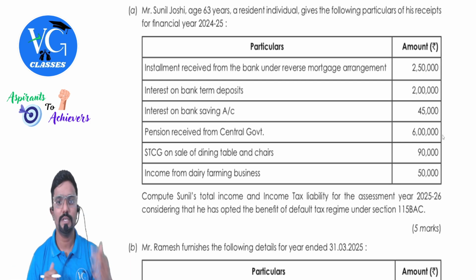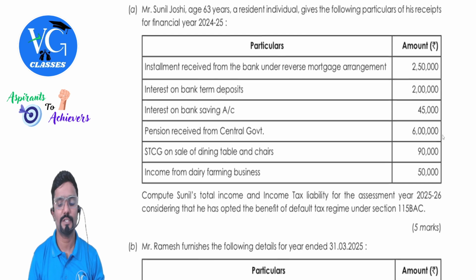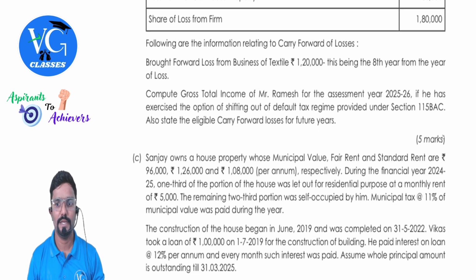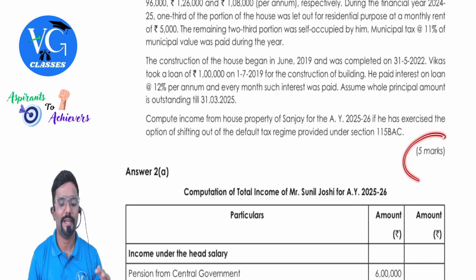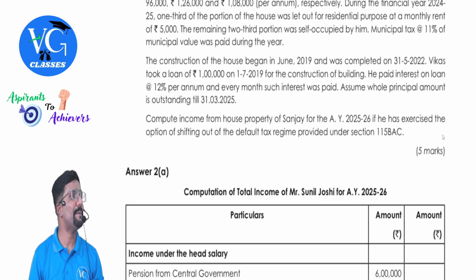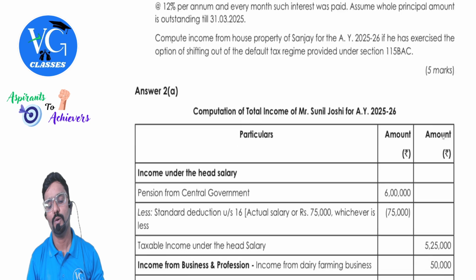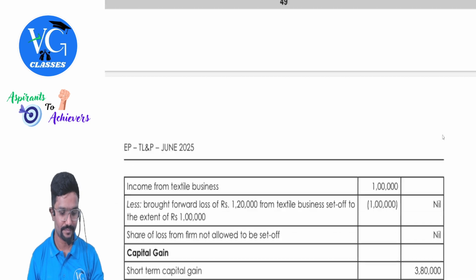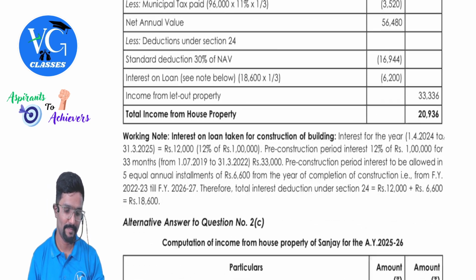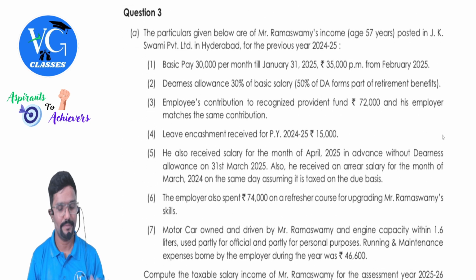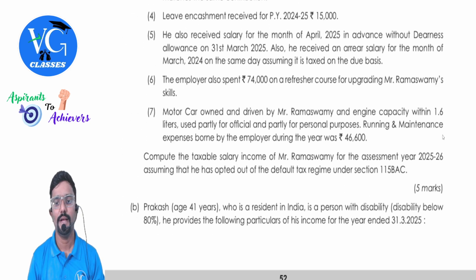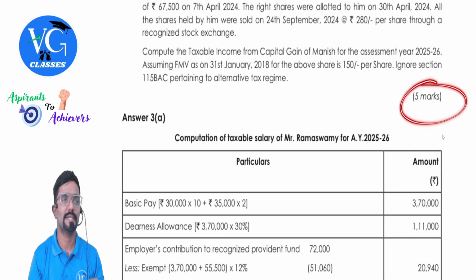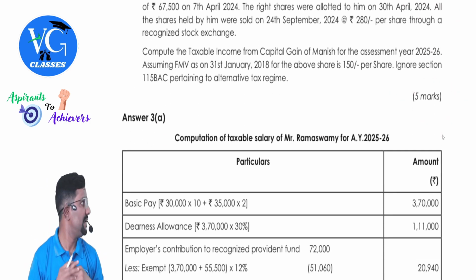Question number 2, you can see the data is given. First question is for 5 marks. B is also for 5 marks. C is also for 5 marks. That means they have asked 3 questions for 5 marks in the second question. Then coming to the third one. Third question, again, 5 marks, 5 marks, 5 marks. That is 3 questions of 5 marks each.